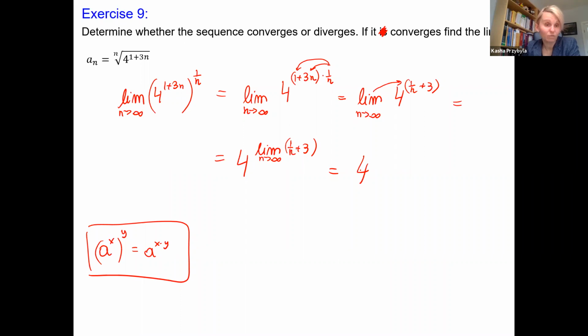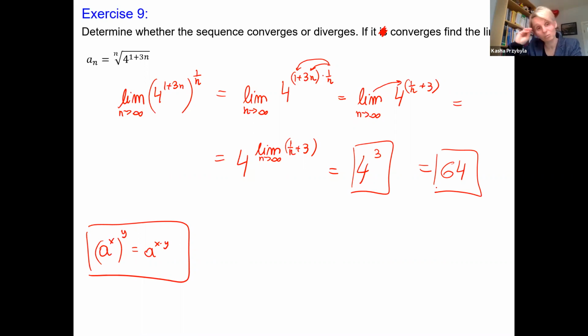Okay, what is the limit of 1 over n plus 3? 1 over n, of course, is 0. 0 plus 3 is 3. Okay. If you know the answer, it is good, but 4 cubed will be the sufficient answer. 4 times 4 times 4, it is 64. That means this sequence converges to 64. All of the terms will tend to be close to 64.